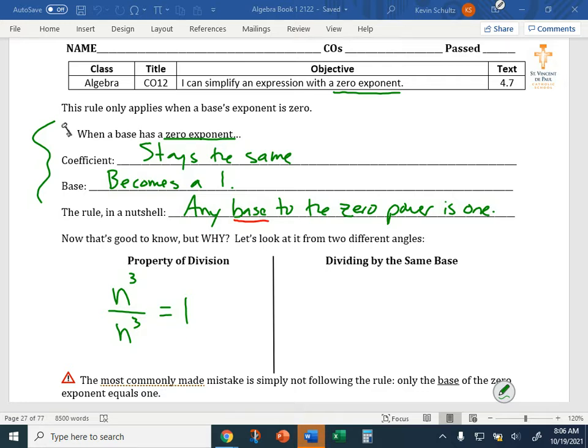Okay? If we take that same expression, n cubed over n cubed, and we apply the dividing by the same base rule, which is what we learned yesterday, what would this expression equal? Applying that dividing by the same base rule, what we just did, CO11, what would n cubed divided by n cubed equal? Kylie? N to the 0 power, right? Because the base stays the same, so we still have an n. Powers are subtracted. We have no coefficients to worry about, so that would become n to the 0 power. Everyone with me so far?